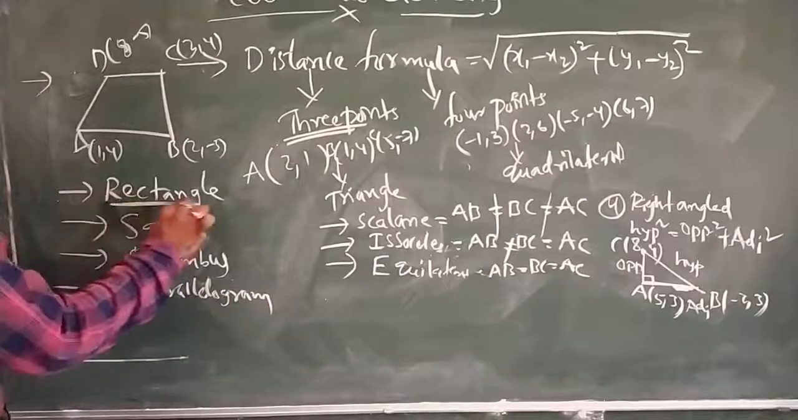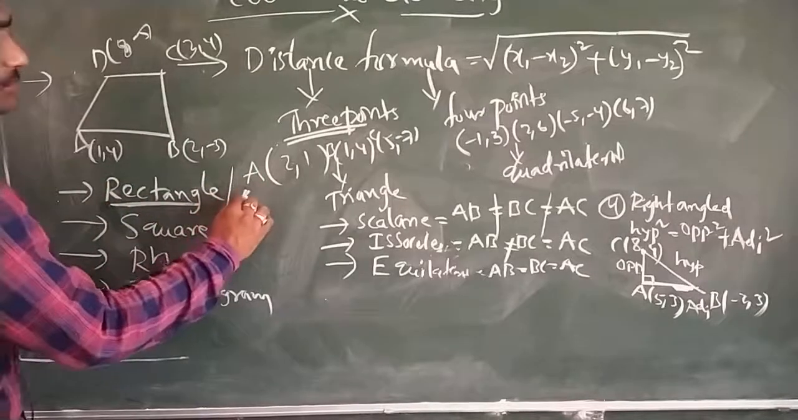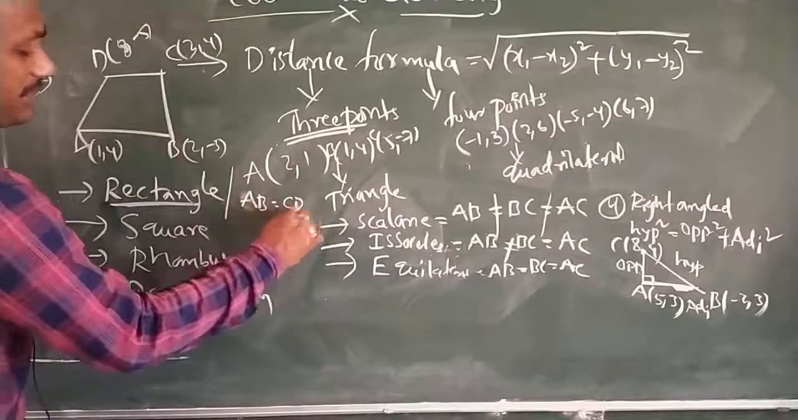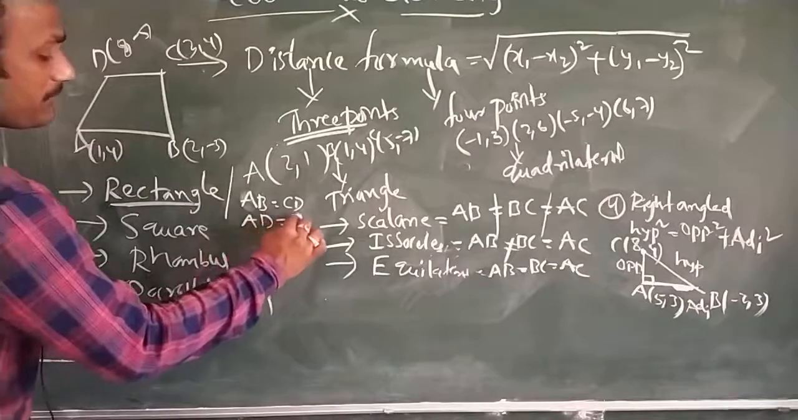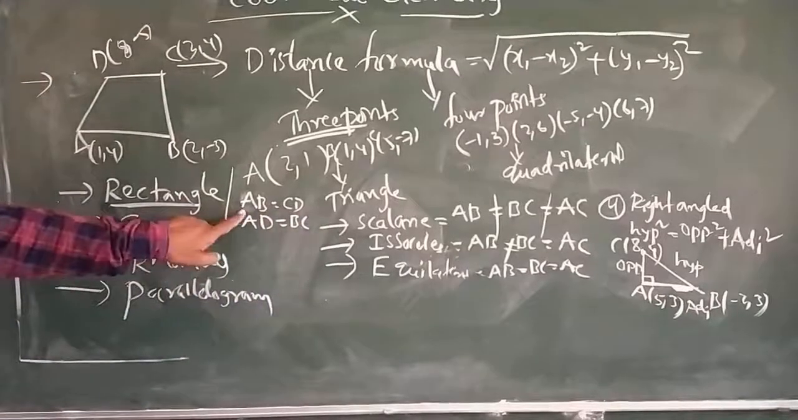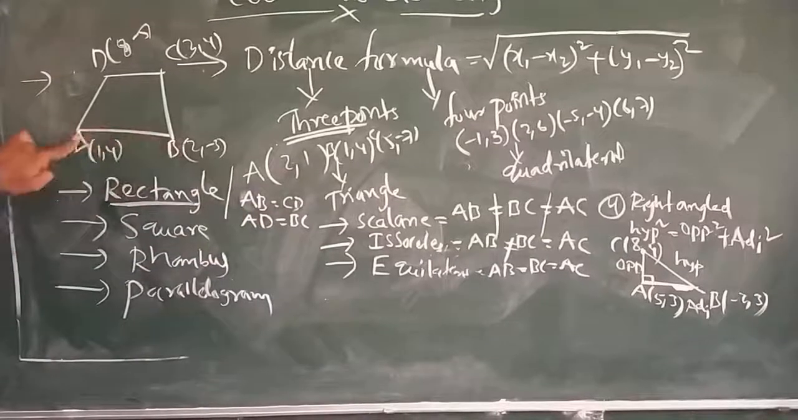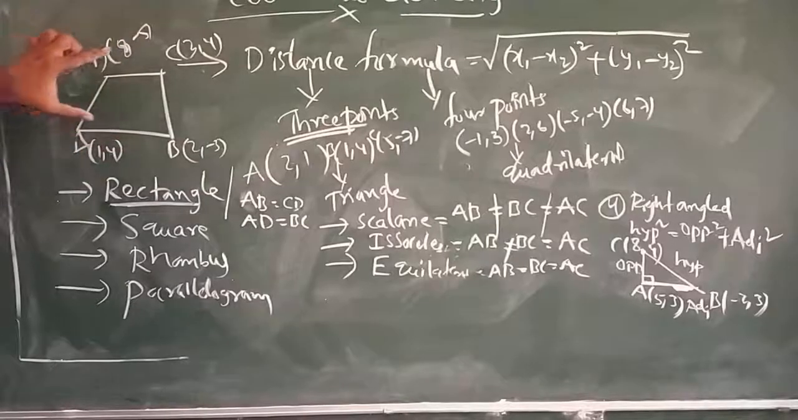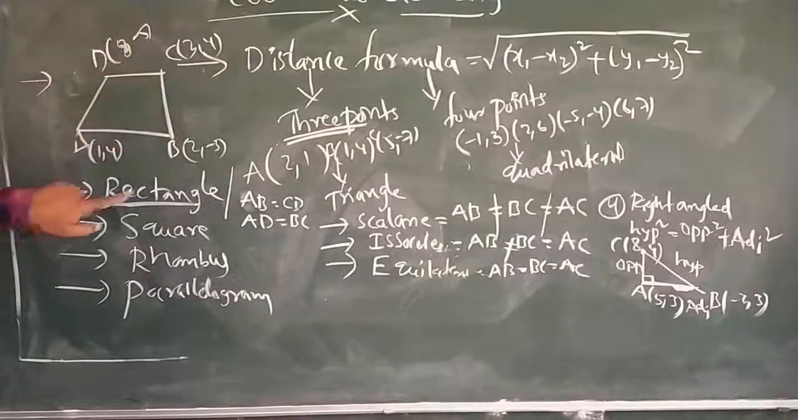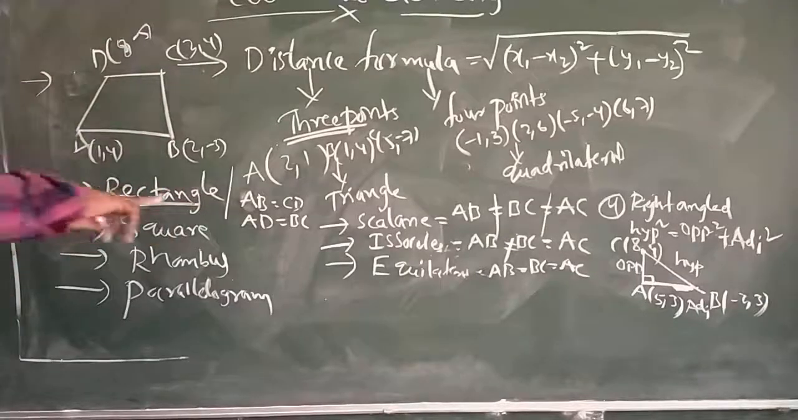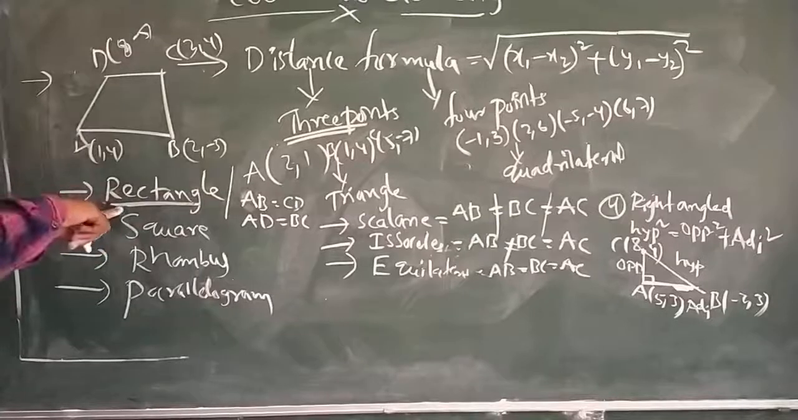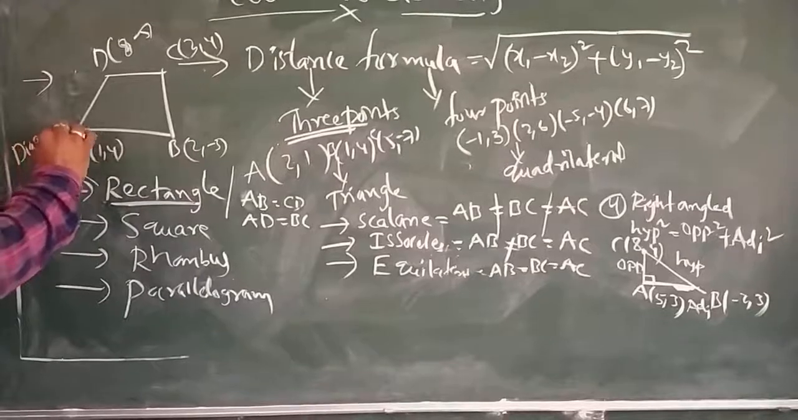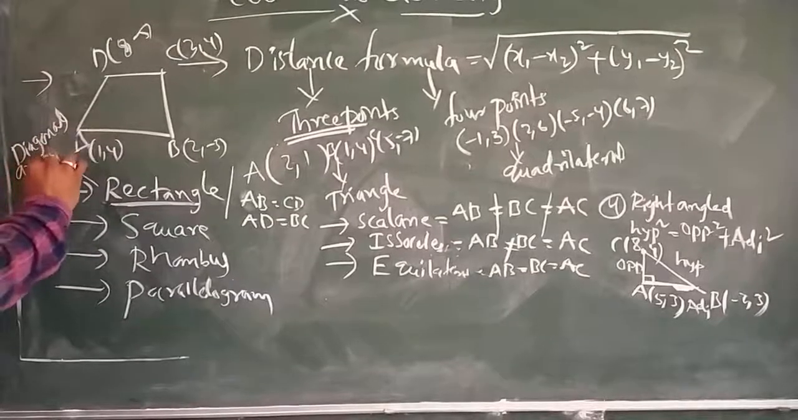If I want to call it a rectangle, then what is the condition here? Opposite sides are equal. So AB must be equal to CD and AD must be equal to BC. If the distance between AB and the distance between CD are the same, and the distance between AD and the distance between BC are the same, then I can call it a rectangle. And moreover, in addition to this, I have to check that the diagonals are not equal.